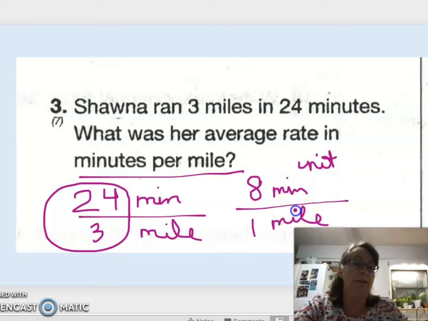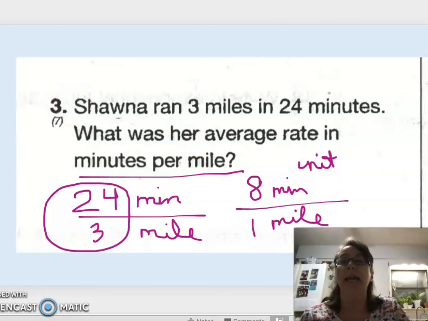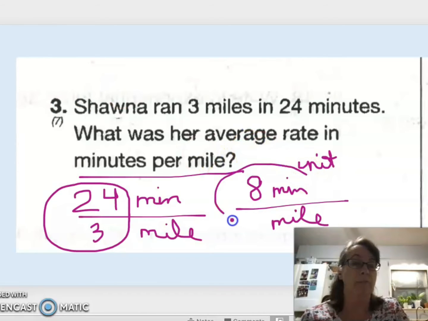Now, you wouldn't run around saying I was going 8 minutes per 1 mile. You would just say 8 minutes per mile. Okay, so we wouldn't say per 1 mile. We just say per mile. And that is the answer. You see, I showed work.